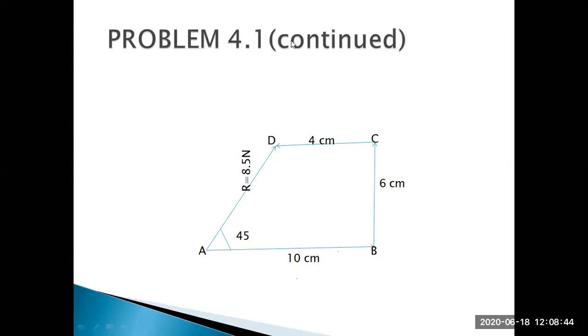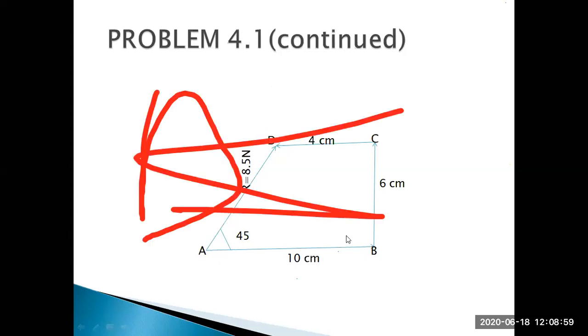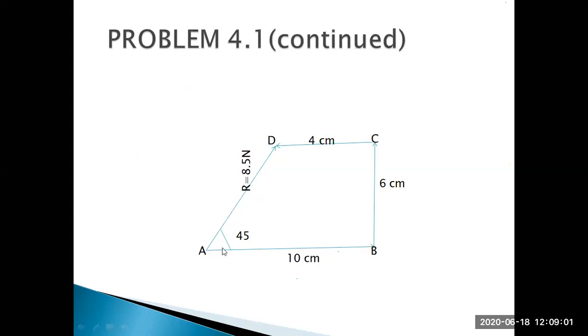So our numerical problem 4.1 continues. I will take 10 centimeter, equal to the 10 Newton force along x-axis, as I have discussed. So 10 centimeter on x-axis, then 6 centimeter on y-axis. I will take a scale and mark the line 6 centimeters along y-axis. Then I will take the scale again and mark 4 centimeters along the negative x-axis.